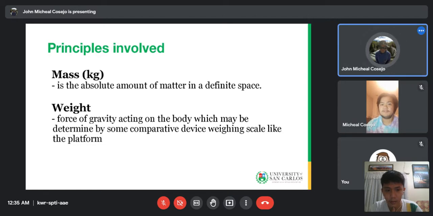Principles involved. First is the mass. Mass is the absolute amount of matter in a definite space. The unit in SI is kg, kilogram. Weight on the other hand is a force of gravity acting on the body, which may be determined by some comparative devices, weighing scale like platform.